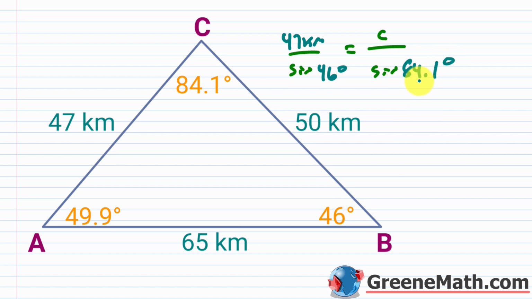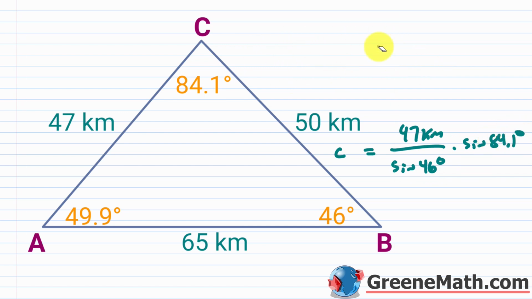And just multiply both sides by the sine of 84.1 degrees. So you're going to get this lowercase c, or the length of this side, is equal to, I'm going to say this is 47 kilometers over the sine of 46 degrees times the sine of 84.1 degrees. Okay, let me get rid of this and just punch this into the calculator.